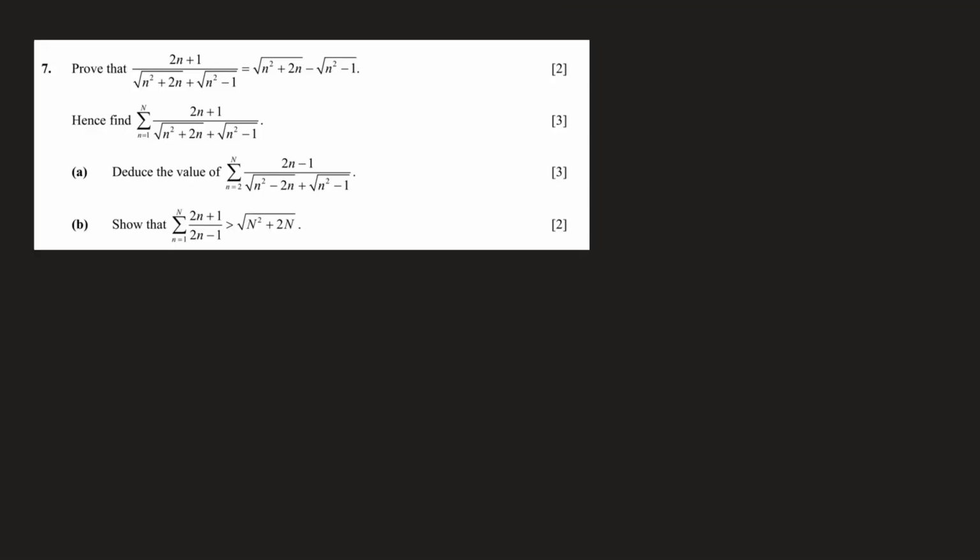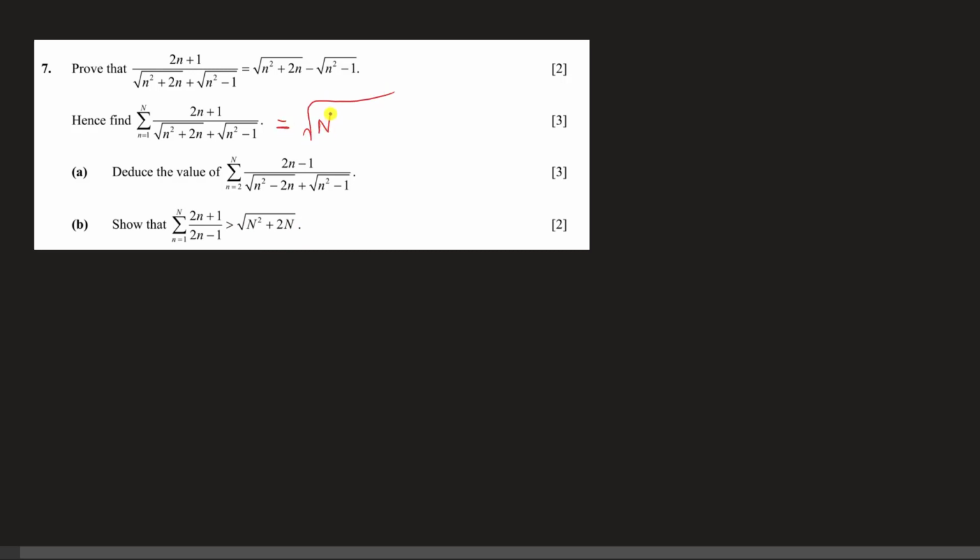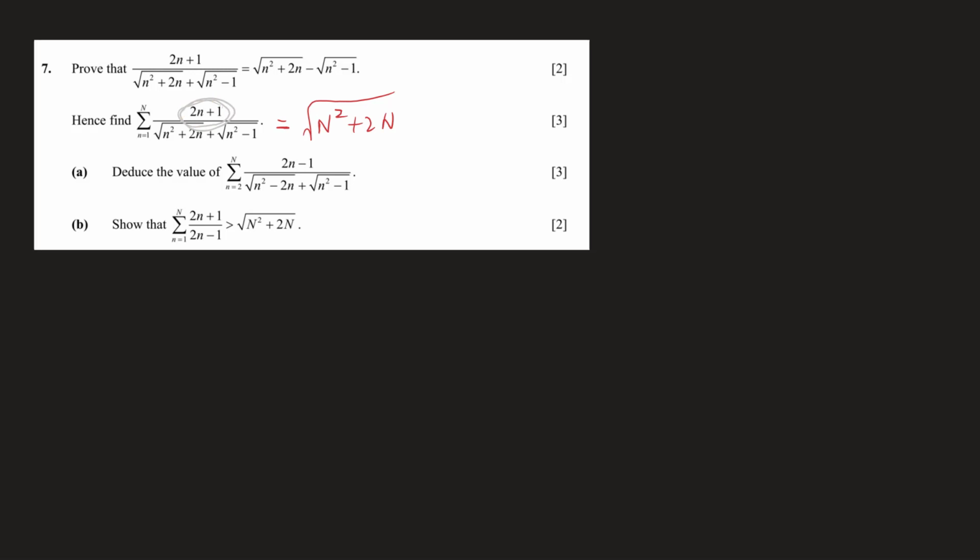Final part, which is a real weird one. The summation of root of 2n plus 1 over 2n minus 1 is greater than root of n squared plus 2n. We have seen this in our previous answer because that's the answer to this part: n squared plus 2n. Now, if you take a look at this, you might think that I see a 2n plus 1 here and I see another 2n minus 1 here.